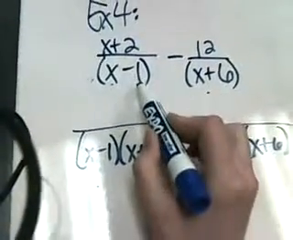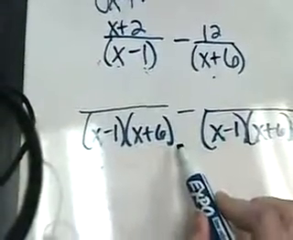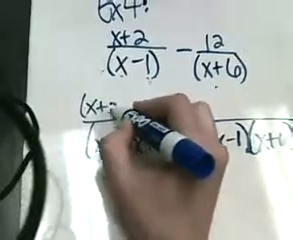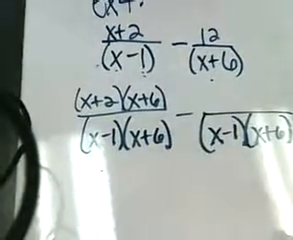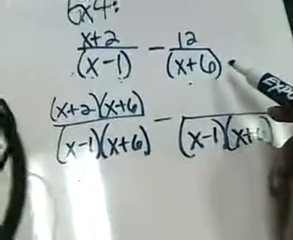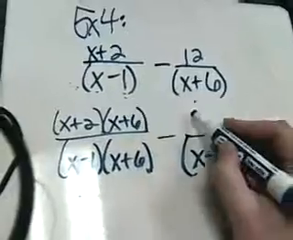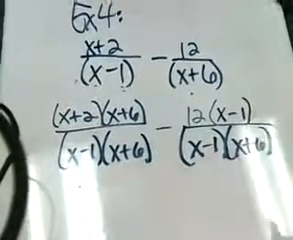Now I have to decide how this changed. How did I go from x minus 1 to now x minus 1 times x plus 6? I multiplied it by x plus 6. And then on the other side, I had x plus 6. Now I have both of these sets. So that means I would have taken 12 times x minus 1.